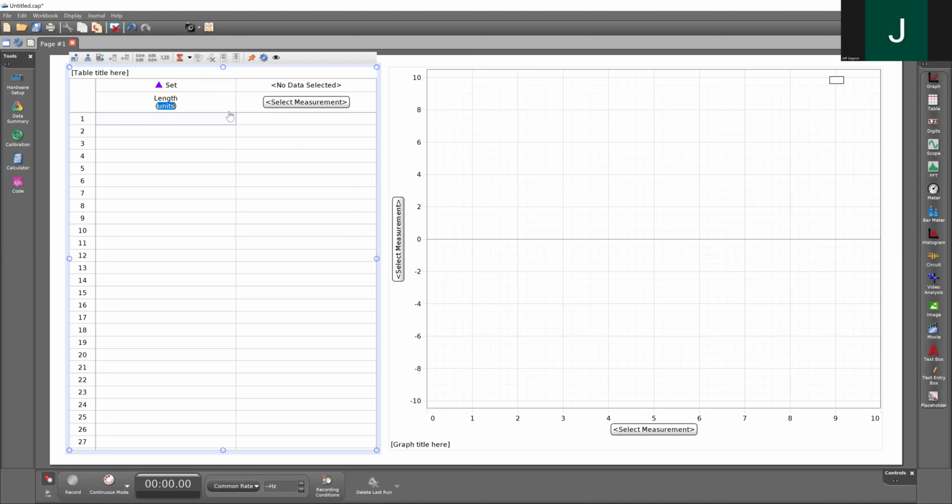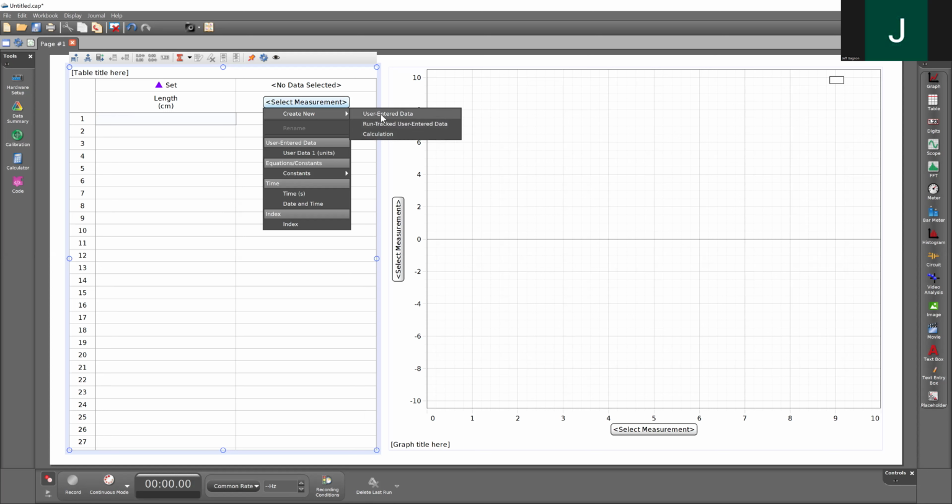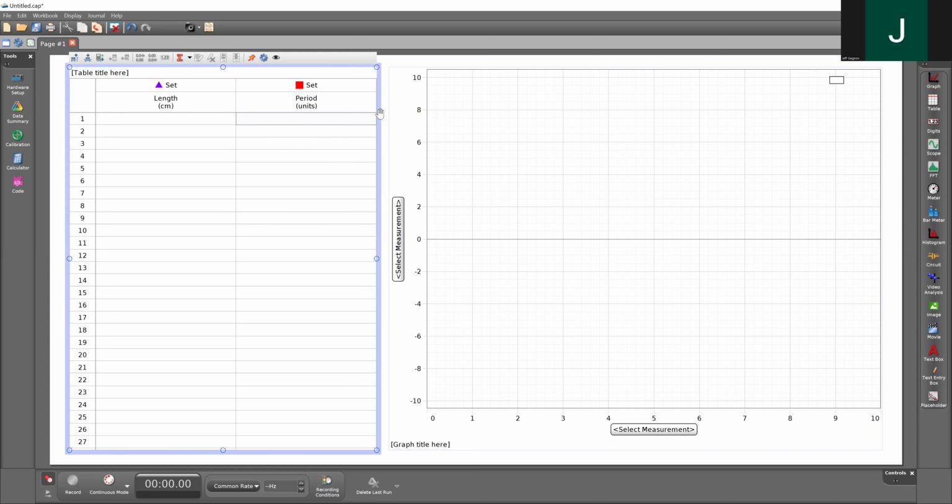And then I'll hit Tab or Enter and do cm for the unit, centimeters. Then I'm going to click on Select Measurement, Create New, User Entered Data. Let's call this Period. Hit Tab, and I'll say s for seconds. And then I'm just going to make up some data that will lead to a square root function. Let's say my length data is 0, 1, 4, 9, 16, 25. That'll work. And then my period values, let's say, are 0, 1.1, 1.9, 3.2, 4.1, 5.0.